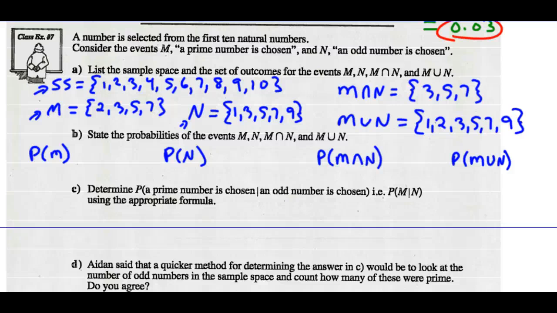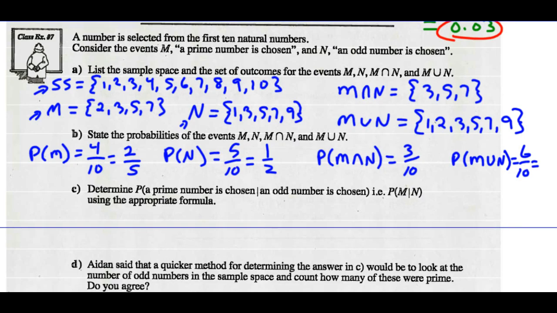So the probability of M, how many events are in M? 4 out of 10, so that's 2/5. Probability of N, well, there are 5 odd numbers out of the 10, so that's 1/2. Probability of M intersect N, well, there are 3 numbers there, 3, 5, 7 out of the 10. M union N, well, there are 6 out of the 10 there, or 3/5.